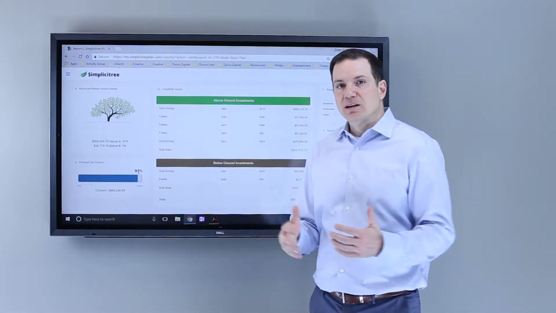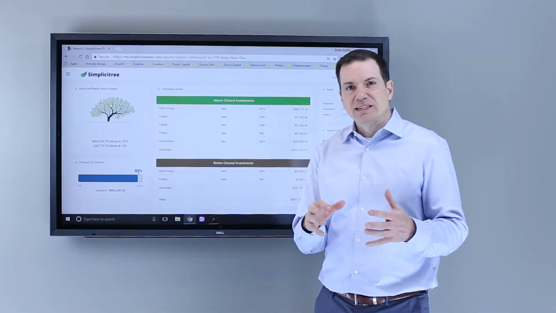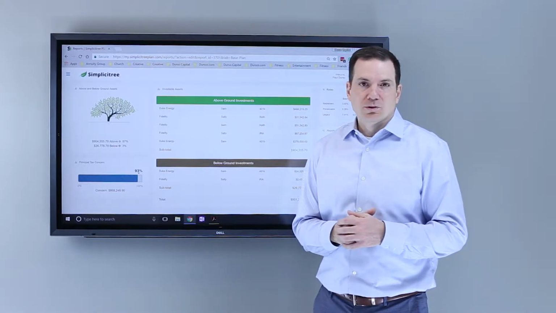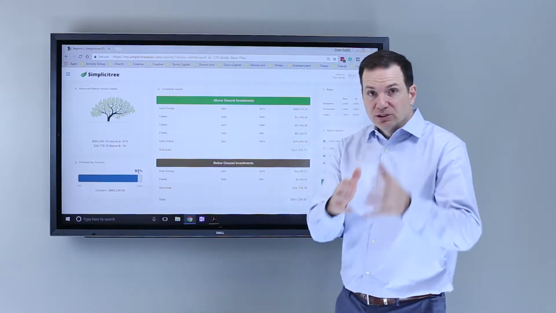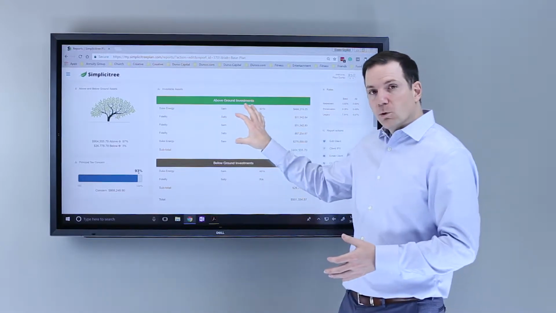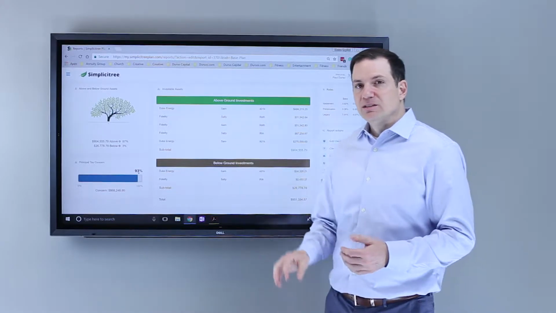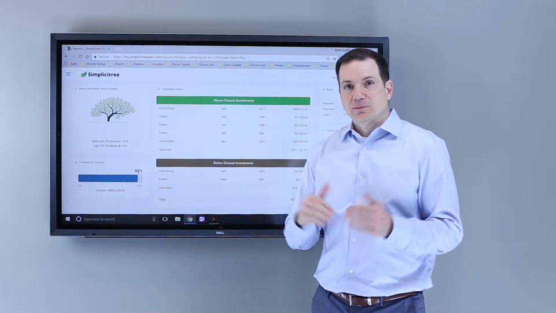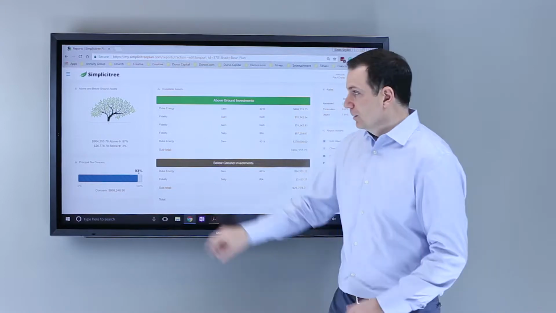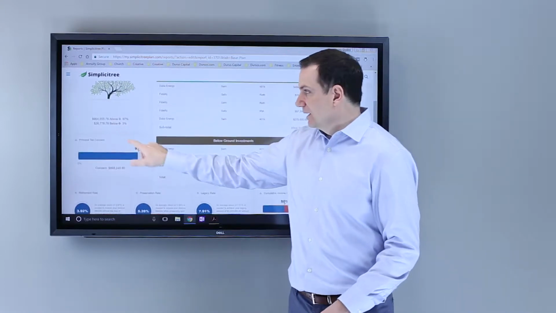So as we talk about investments and organizing and understanding the complicated world of finance, what I want you to understand as we go through here is that we're going to organize them into two very simple, easy to understand concepts, which we call above ground and below ground, and we're going to visualize that there.